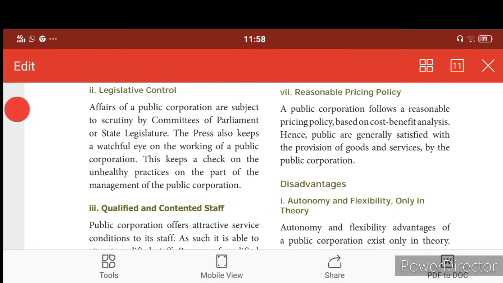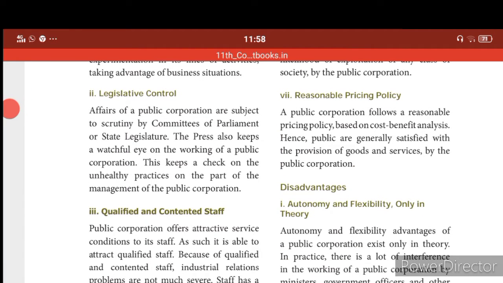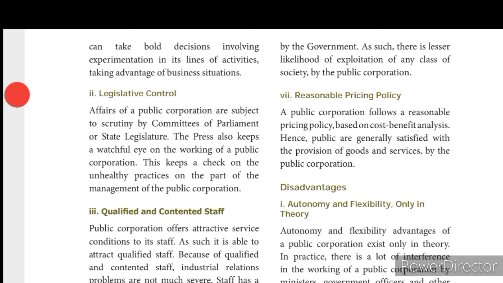Next one is legislative control. What is legislative control? When you are going to take any decision, the money which you got for the public corporation, you got it from the state legislature. So in case the company is going to do something, it will be very keenly monitored by the public, and maybe the press will be very keen in watching everything. So they are always under check. Here no fraud or unhealthy practice takes place, because they are monitored closely by the common people.